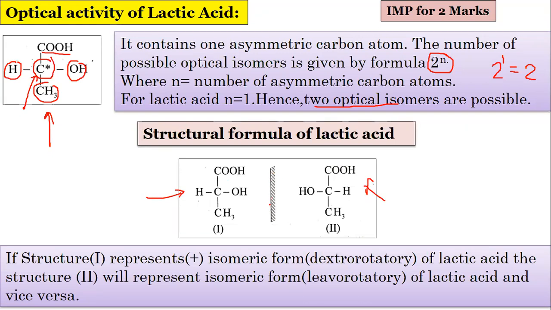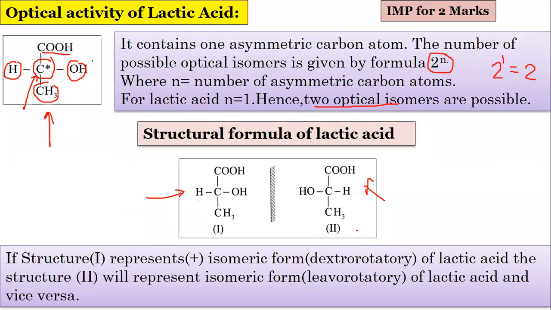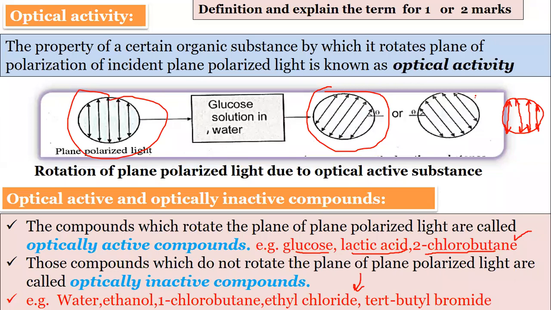The plane is shown. So we don't know which is dextrorotatory and which is laevorotatory. I introduced these 2 new concepts, dextro and laevorotatory. I will explain. When the plane, remember which plane, that plane polarized light's plane, is rotated to the right hand side, such type of right hand side rotation is called dextrorotatory. And when it is rotated to the left hand side, it is called laevorotatory compounds.